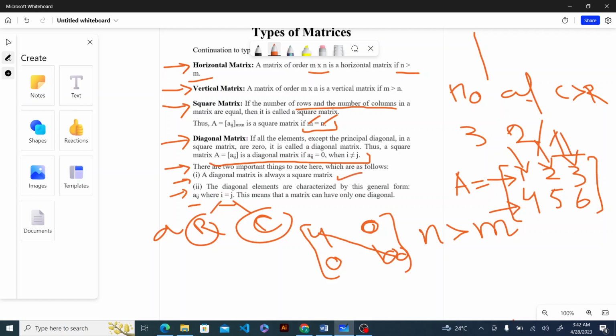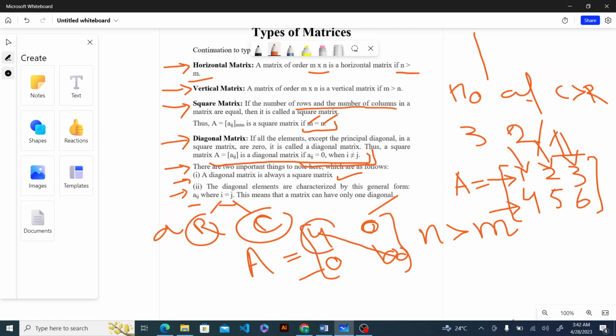This rule has been followed in this example, that it will be a square matrix. Now the second thing is that Aij will be equal to 0 when i is not equal to j. See, here i is not equal to j because it is first row and second column. Here as well, it is second row and first column. So i is not equal to j.